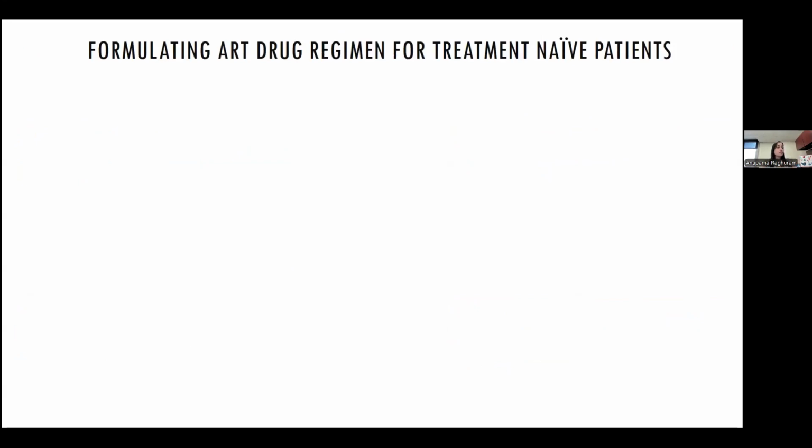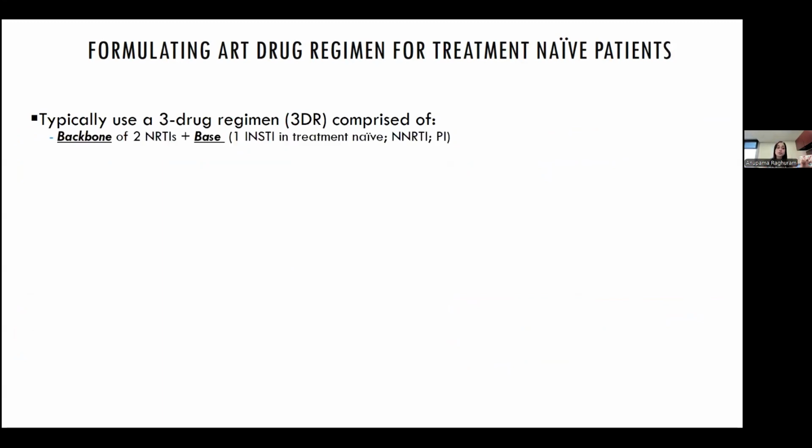So now that we walked through little peculiarities of the drugs, we're going to talk about formulating a drug regimen for a treatment-naive patient, okay? So typically we use a 3-drug regimen, okay? And that's comprised of a backbone, and that backbone is 2 NRTIs and a base. The preferred base in today's guidelines is an integrase inhibitor for treatment naive, but you can also have a base with either a protease inhibitor or an NNRTI as well.